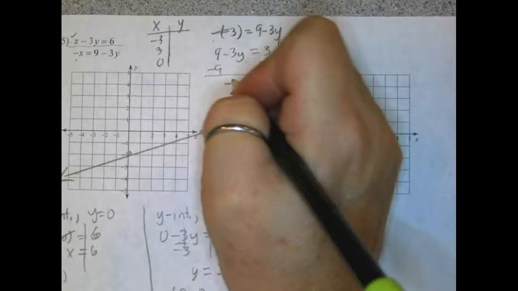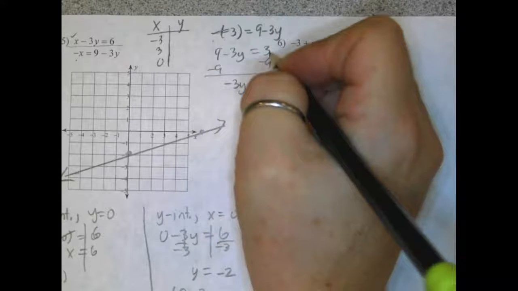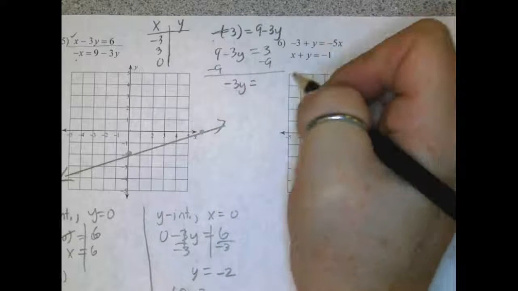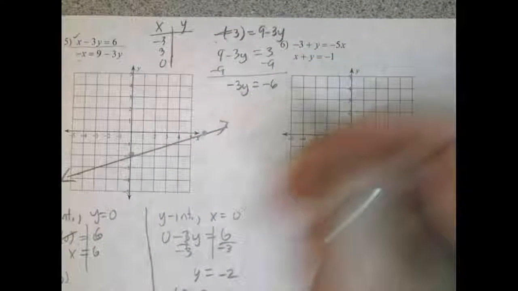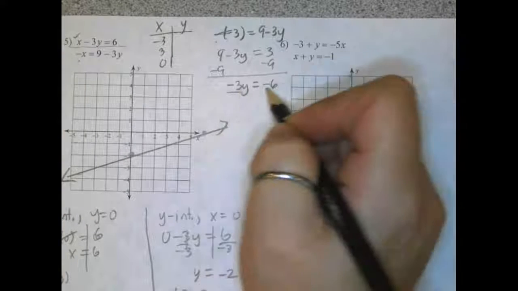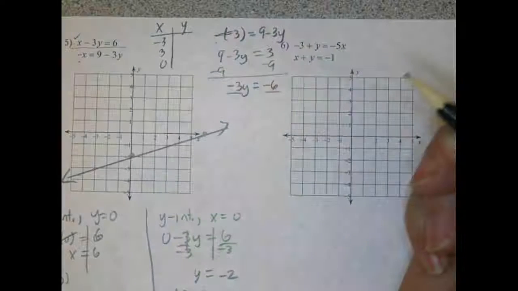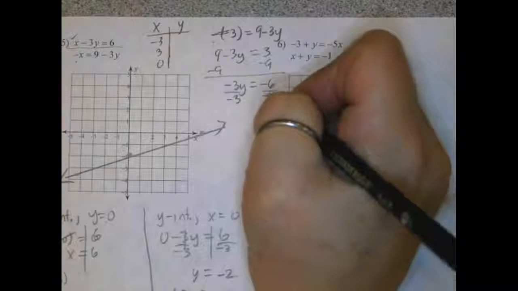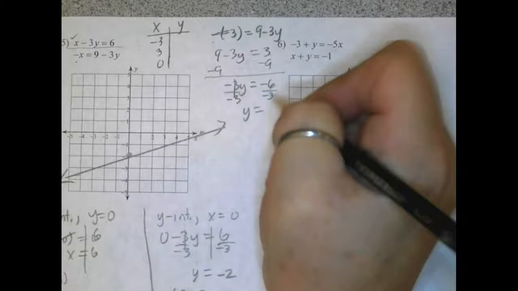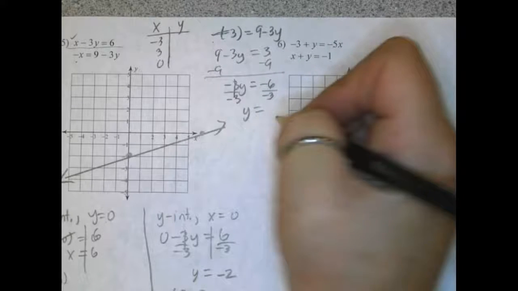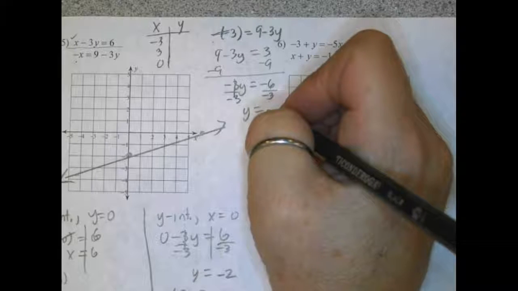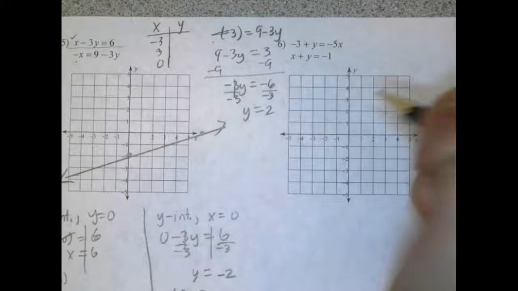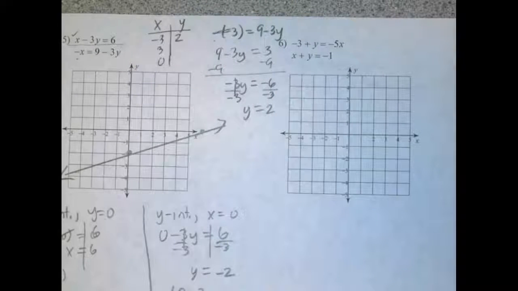That's going to give me a negative 3y is equal to what? What is 3 minus 9? It is a negative 6. Now to solve for y, I need to divide both sides by what number? Negative 3. So y is equal to negative 6 divided by negative 3, which is going to give me a positive 2. So here my y is going to be positive 2.